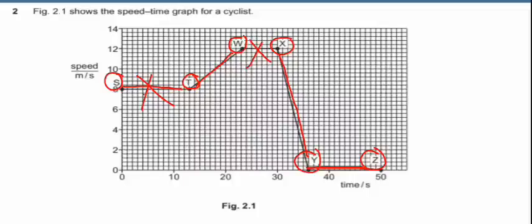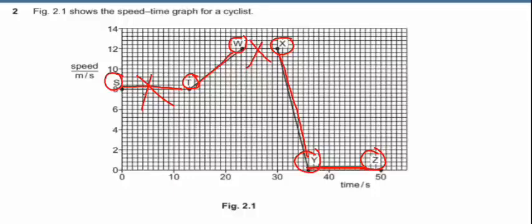So question A reads, in figure 2.1, the sections ST, TW, WX, XY, and YZ indicate stages of the cyclist's journey. State one section which shows the cyclist moving with Roman numeral 1, constant speed. So let's check. Where was the cyclist moving with constant speed? Here we can just choose S and T, or we can just choose W and X.